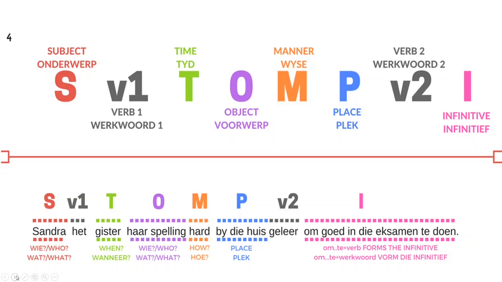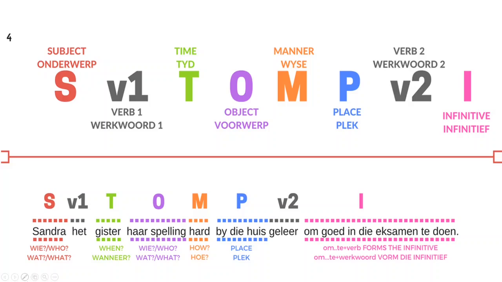S stands for subject. V1, verb 1. T, time. O, object. M, manner. P, place. V2, verb 2. And I, the infinitive. You will use Stompie each and every time you write a sentence in Afrikaans. Stompie help ons om elke deeltjie van 'n sinnetjie in die regte volgorde te skryf. Stompie assists us in placing each part of the sentence in the correct order.